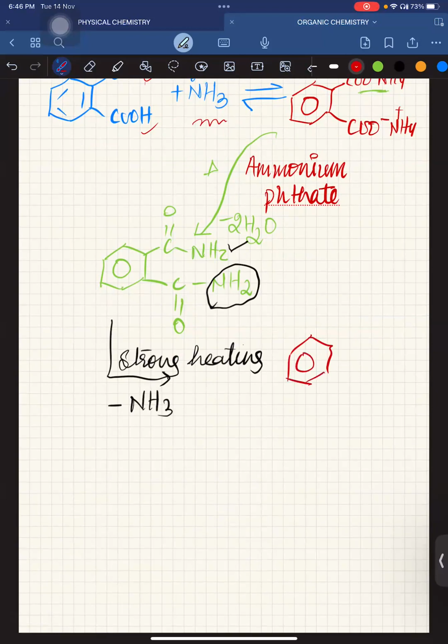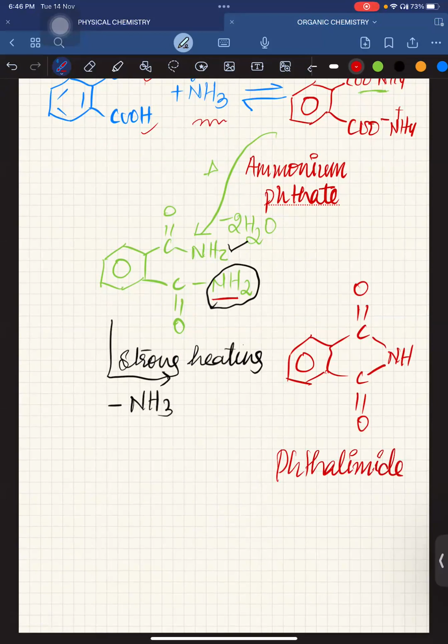There is a benzene and then there is a C double bond O and NH2 from here. That means C double bond O here and H from here. So here is left only NH and this will be bonding like this, and this has a name, phthalimide. This compound will be again phthalimide. Again, you will see it in the amines chapter. So I think these reactions are very easy, right?